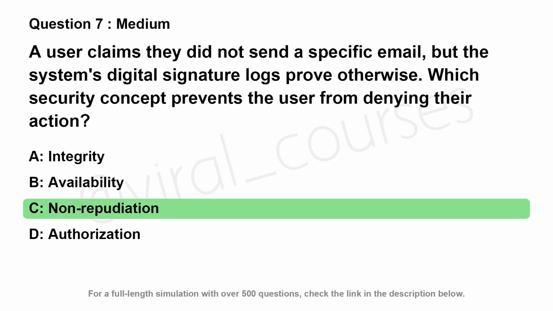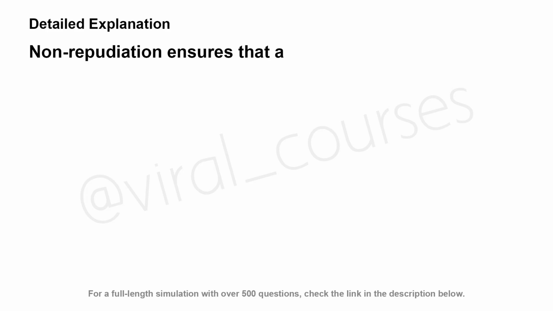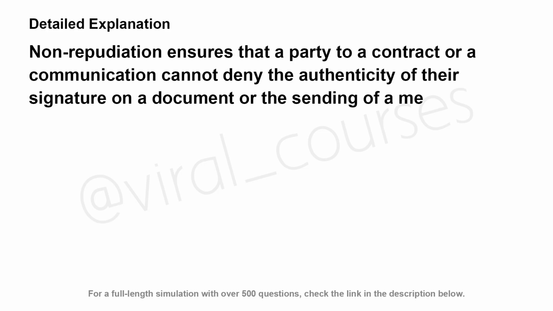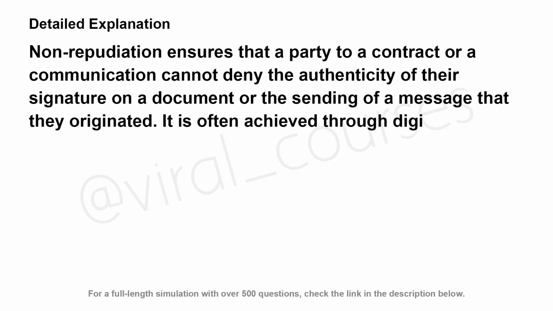The correct answer is C. Non-repudiation ensures that a party to a contract or a communication cannot deny the authenticity of their signature on a document or the sending of a message that they originated. It is often achieved through digital signatures and audit logs.